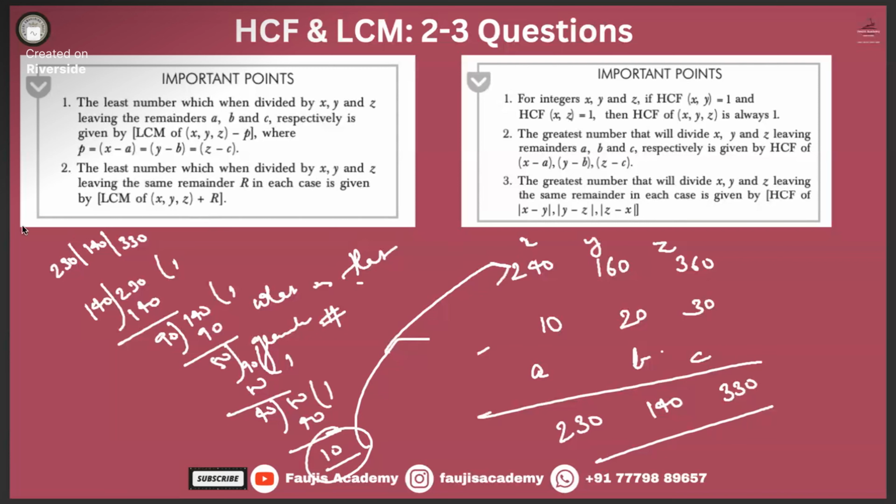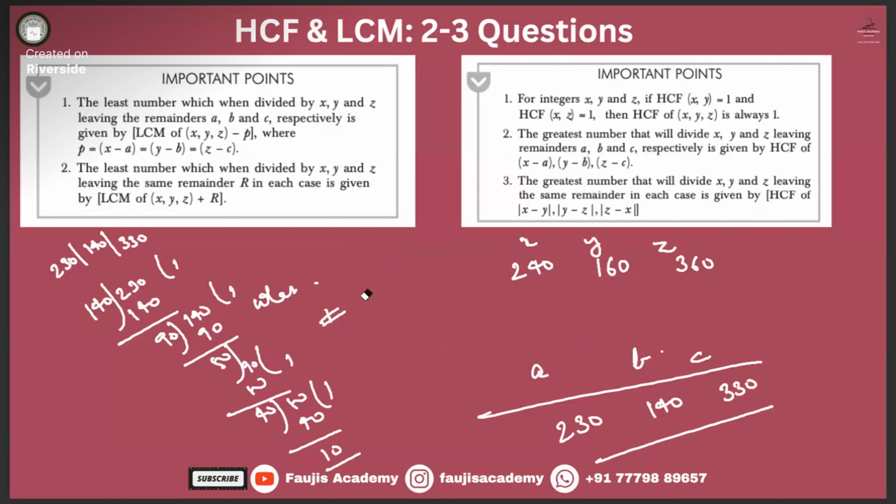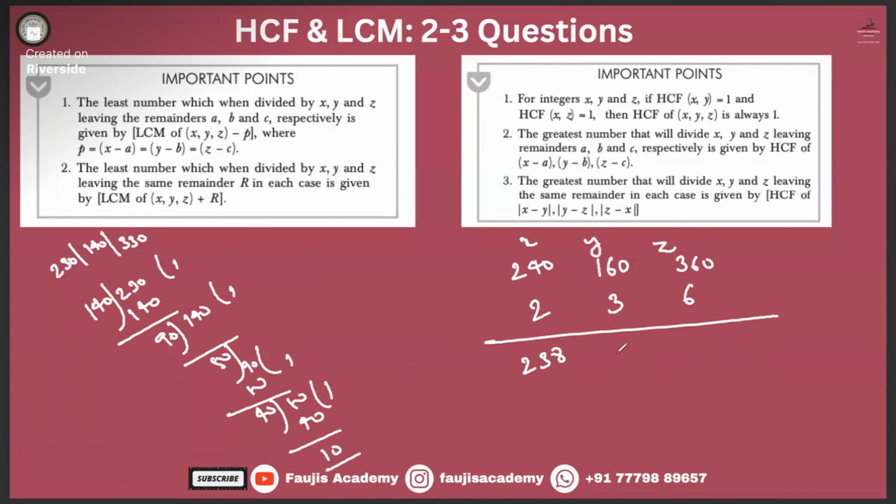Okay, let's try and check what happens when we keep the remainder not as this, but as 2, 3 and 6. Let's check what happens: 238, 157 and 354. Am I understanding this point correctly?